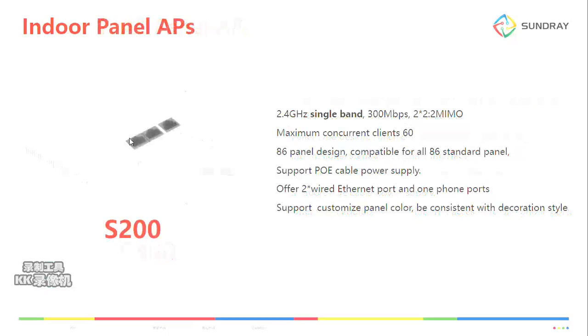And also the next one is the S200. The S200 is also single band 2.4 gigahertz, and the maximum is 300 megabit. For this one, the maximum concurrency is 60. Because this one is designed for hotel rooms or school dormitories, there are not many people there, so 60 is enough for this kind of scenario. And also, on this one the right port is the RJ11 port, so it's used for phone connections, and the other 2 are RJ45 ports for wired device connections.